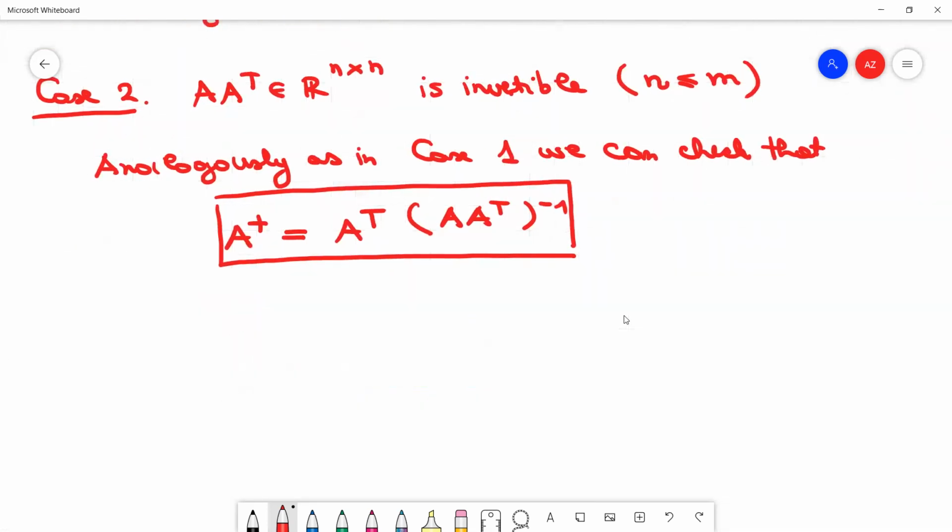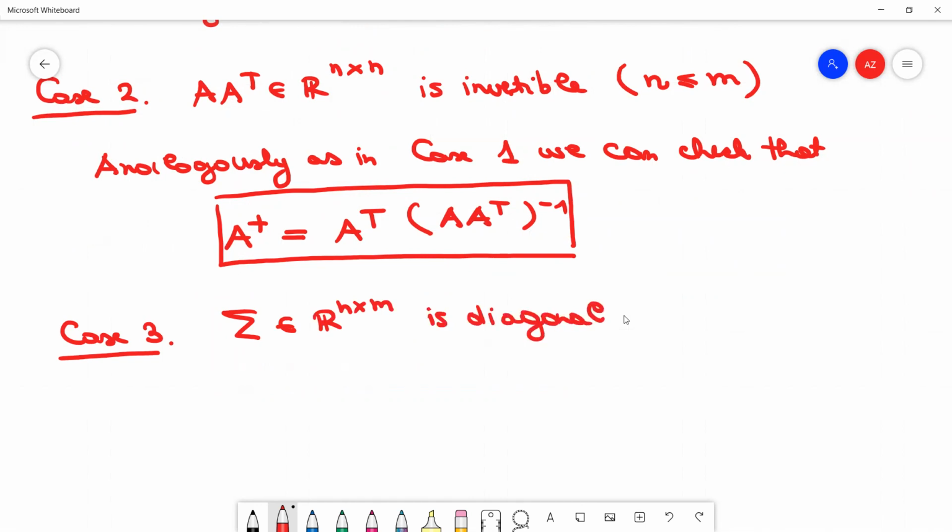Okay, and the last case for today, and then next time we start with a general matrix. So it's case 3, which will also be needed in the general case. So let's assume that sigma is a diagonal matrix. You will see next time why I've used this notation sigma. So it's a diagonal n times m matrix of the form.